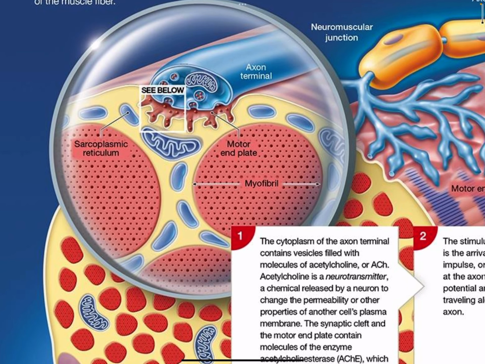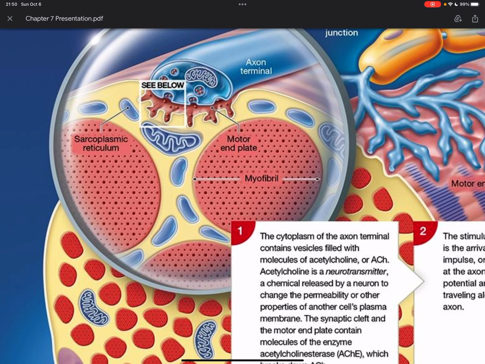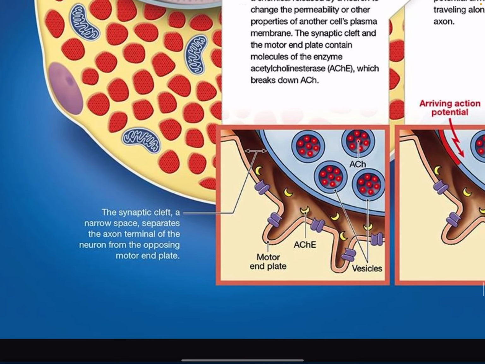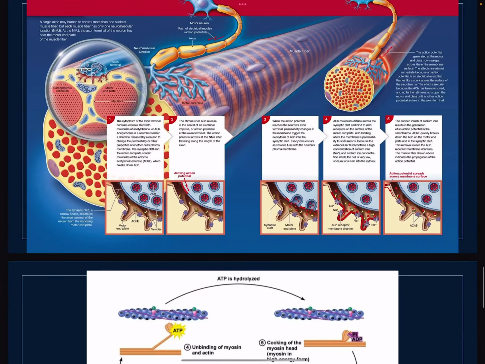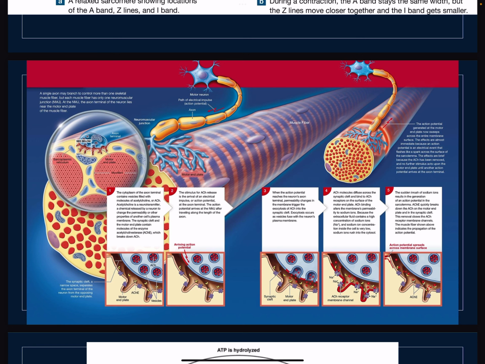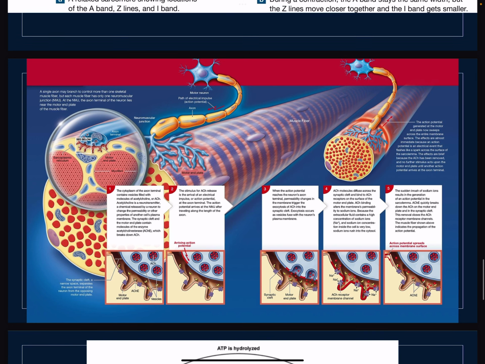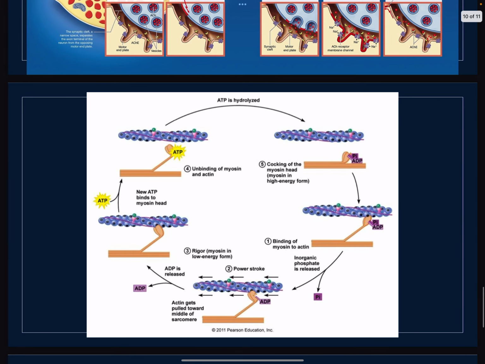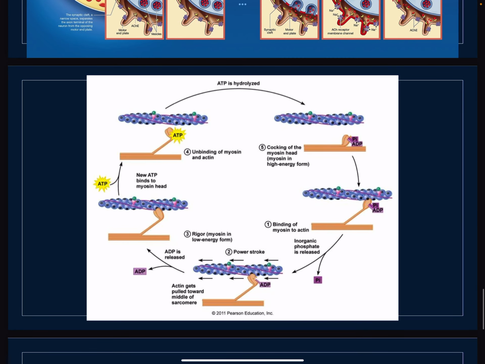of the muscle fiber. So here we see the axon terminal, the end of it. We see our sarcoplasmic reticulum, our motor end plate, our myofibril. Yes, we talked about all that earlier. Remember, it's the path of the electrical impulses, like the action potential, and it spreads across the membrane surface. Right. So now we're going to talk about the contraction cycle.